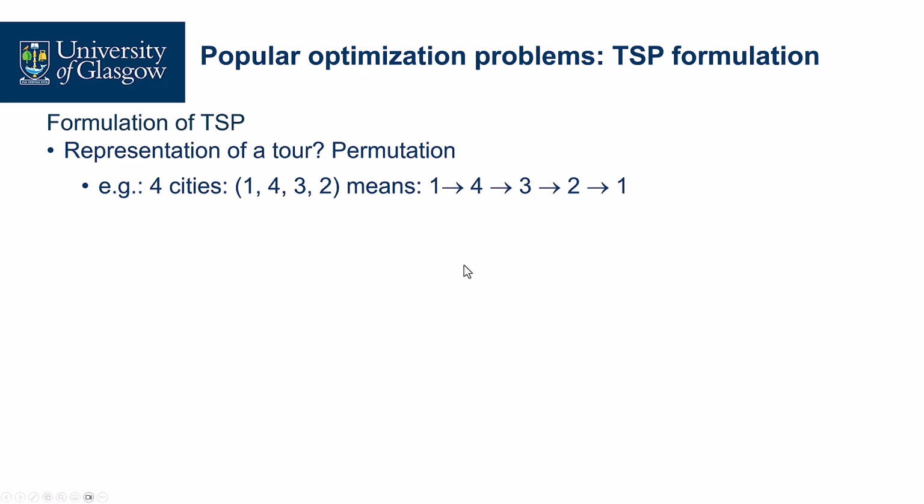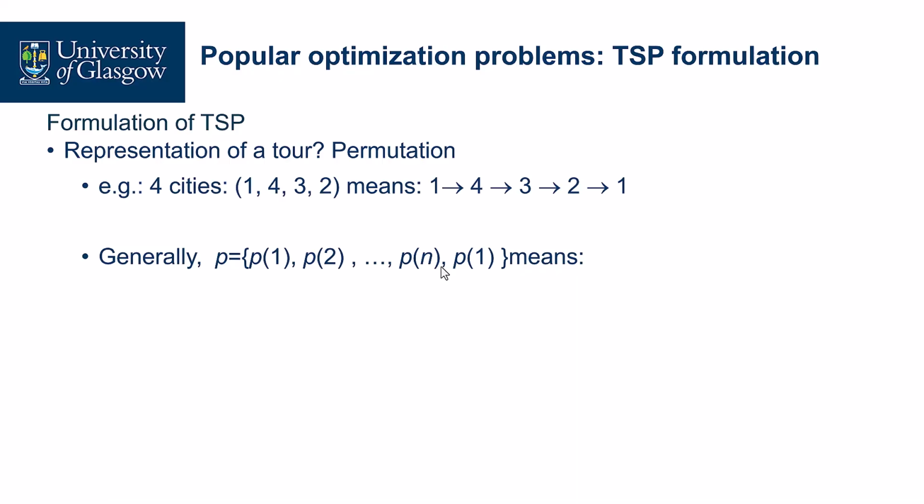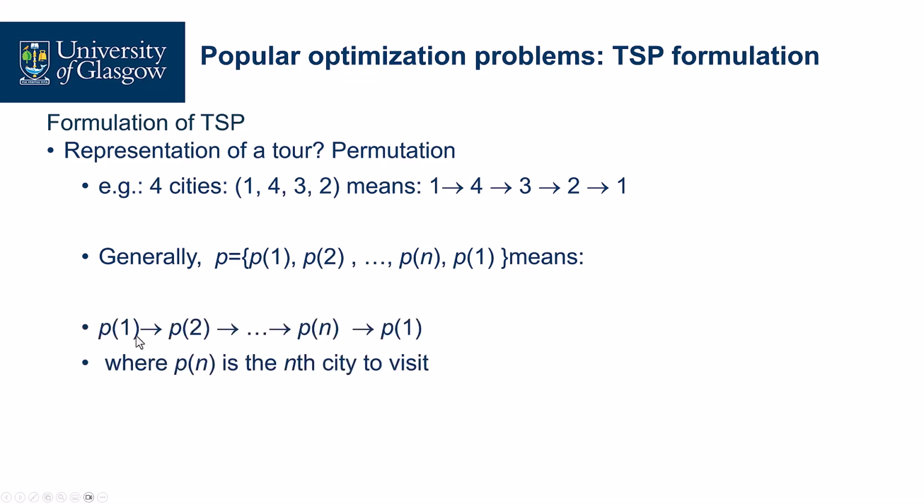Let's make it more mathematical. For a tour, a permutation, we call it P, right? P equals P1, P2 to Pn, go back to P1. So this n can be any value, not necessarily 4, right? It can be 20 or 100. But no matter what this n is, the tour is like this: P1, P2 to Pn, go back to P1.